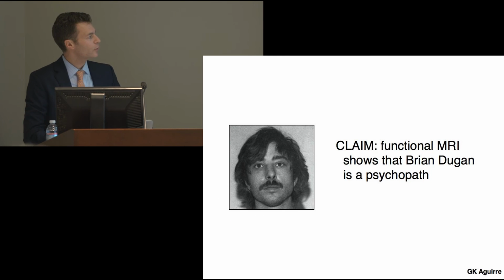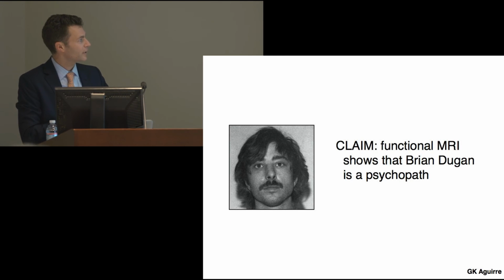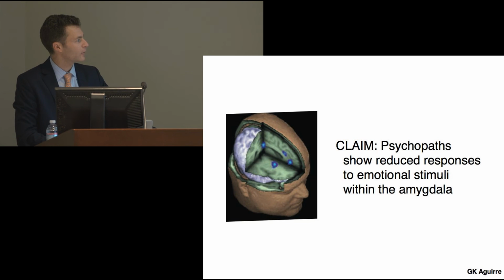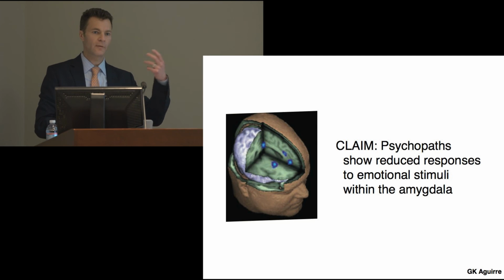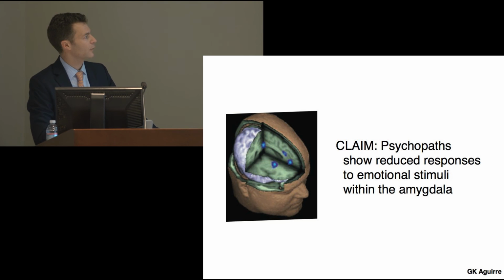All right, and we're going to do it by returning to this guy and this particular claim that functional MRI shows that Brian Dugan is a psychopath. So here we go, the claim. Let's start with this. Psychopaths show reduced responses to emotional stimuli within the amygdala. The amygdala is a deep brain structure which is involved in the processing of emotion, amongst other things. All right, so what does that look like?